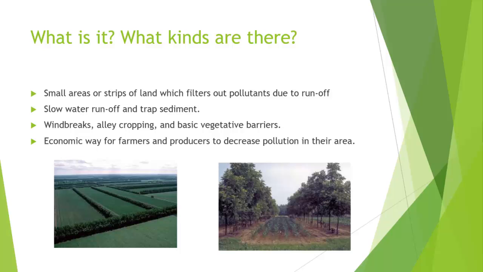You'll notice the picture on the left at the bottom is an example of a windbreak. It prevents sediment being picked up and carried by wind using those larger hedgerows there. Then alley cropping is the picture on the right. It's especially used in orchard farming techniques. They'll place small vegetative plants in between the alleys to prevent runoff as well. So it's a very economic way for farmers and producers to decrease pollution in their area.